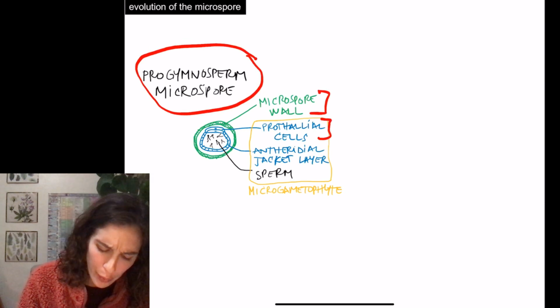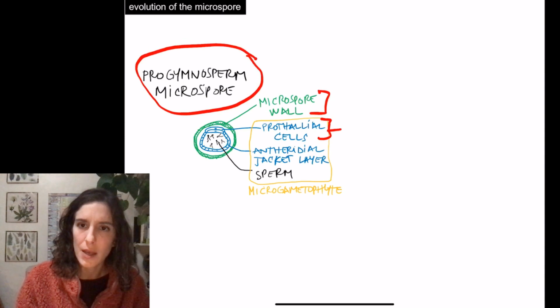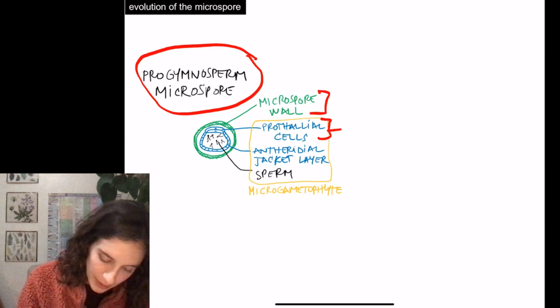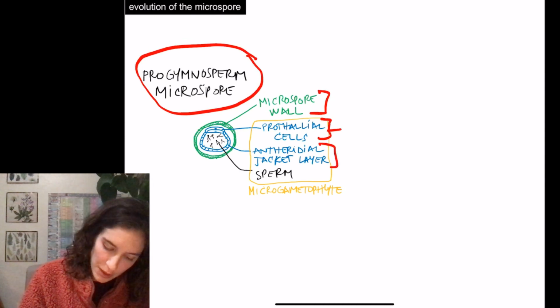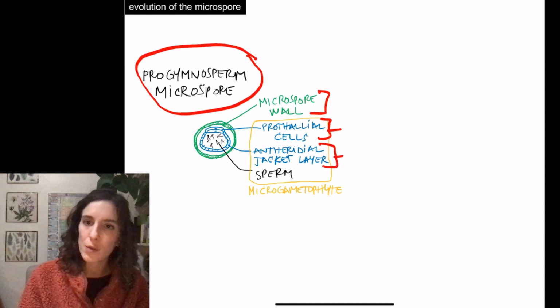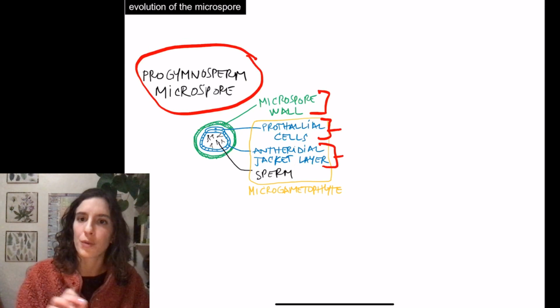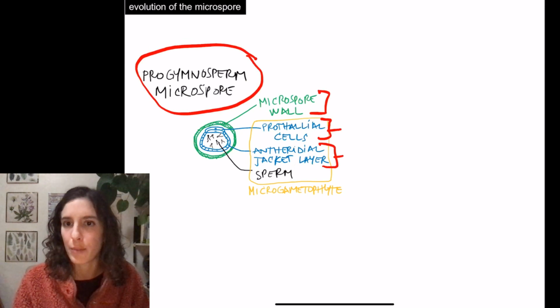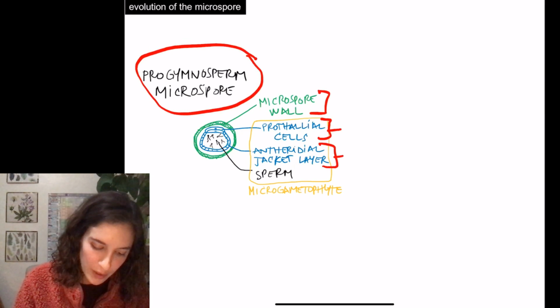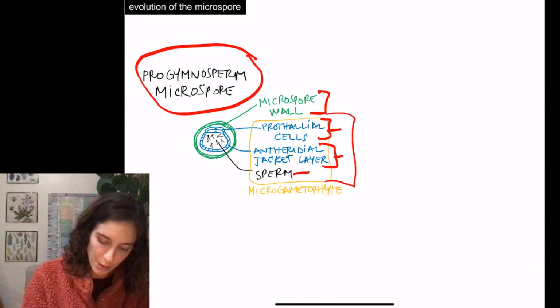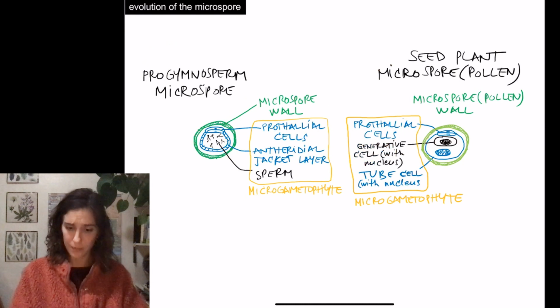We have these things called prothallial cells. We'll get to those in a sec, but just know that they were sort of there in the ancestor. We've got this antheridium, and this antheridial jacket layer. Remember, this is the sterile layer of cells that surrounds the gamete-producing structures. Well, that was present in the ancestor here, and then of course there were lots of sperm cells, and together everything that's in yellow here was the microgametophyte.